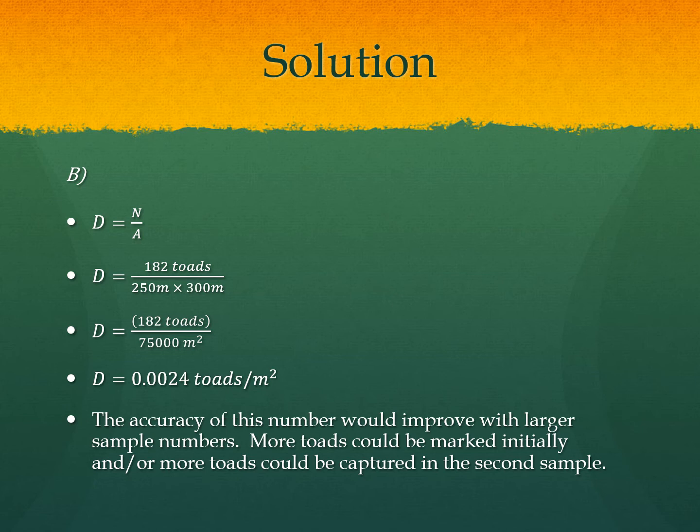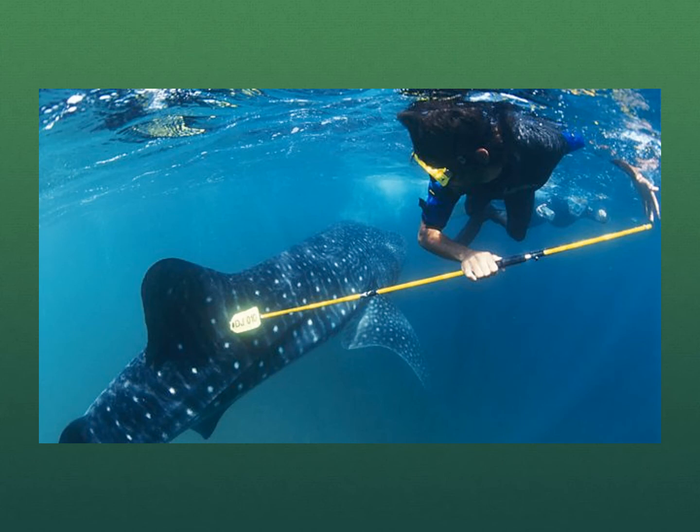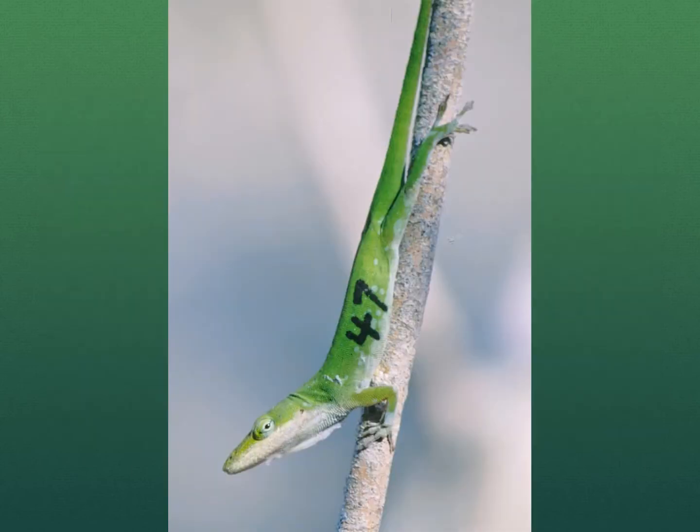Okay. So here's a picture of some of these markings that we talk about. So how do you mark a species? How do you mark an individual? Well, here's an example of some marked mollusks. And here we have a whale shark being tagged. And here again, another example.